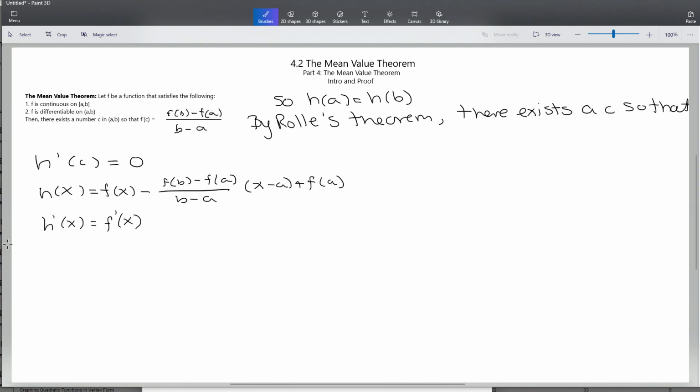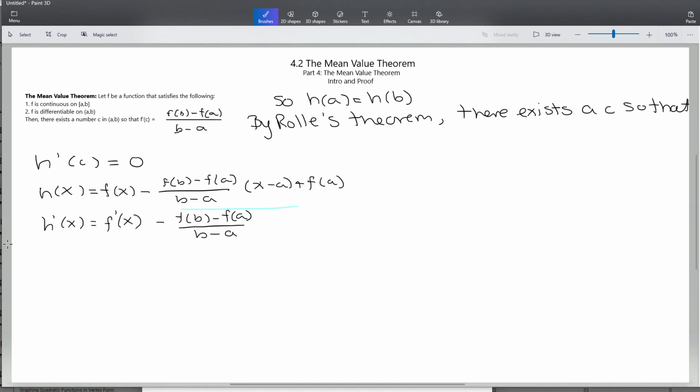Okay. Now this whole thing, this whole fraction, this is a constant, right? The only variable is x. So when we take the derivative of this, right, this is just like if we had 3 times x minus 2, right? This is just going to be f of b minus f of a over b minus a, right? This is the coefficient of x, so that's going to be the derivative.